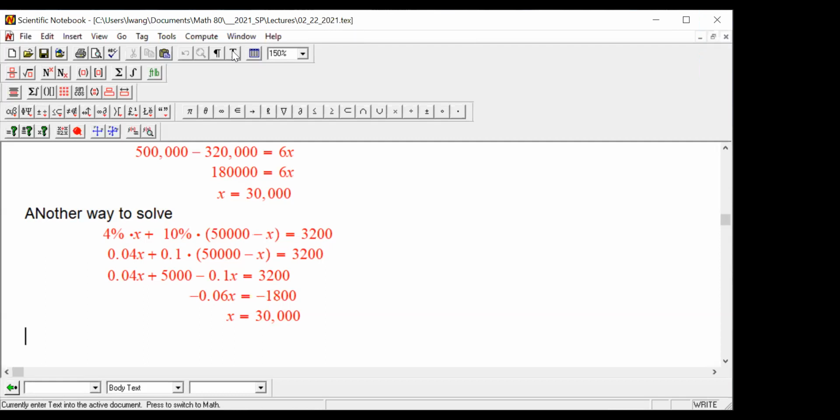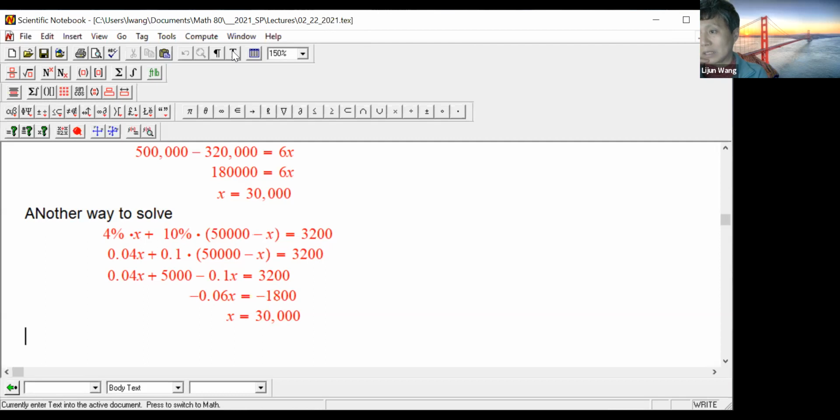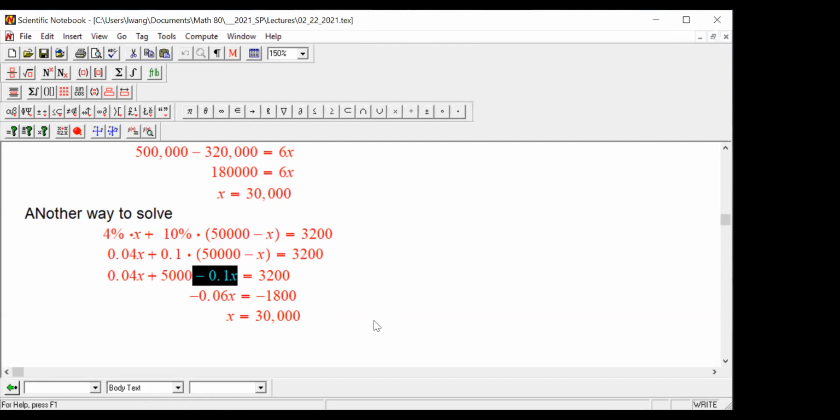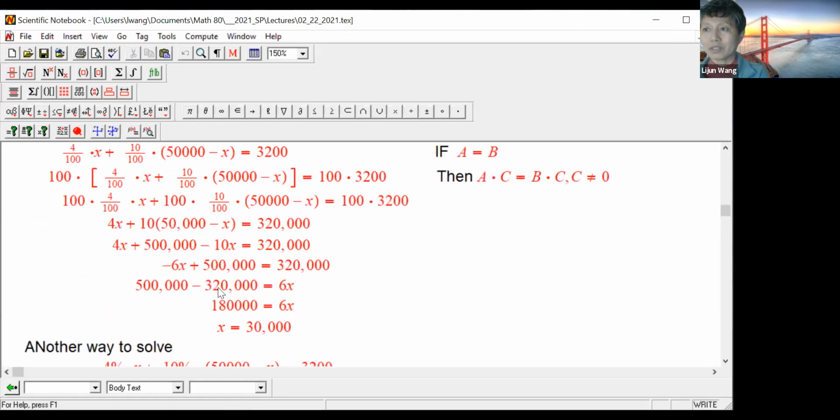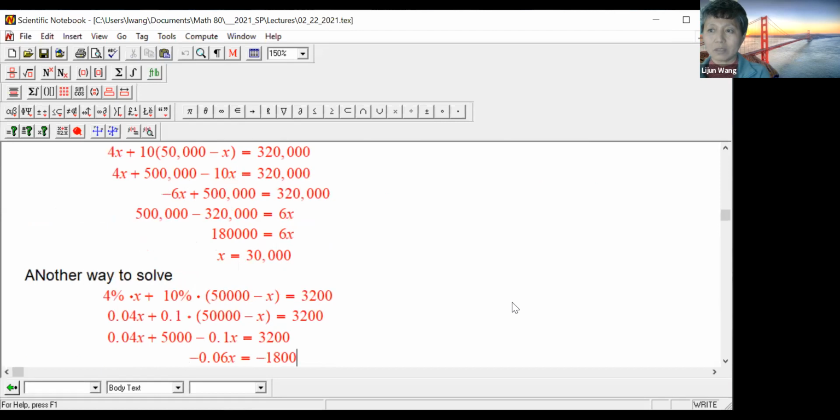I have a question. Yes. How did you get 0.06x? It's 0.04x minus 0.1x. These two combine. You're going to get a negative because negative 0.1x is subtracted from 0.04x, and this gives you negative 0.06x. You can see I personally just want to avoid those decimals altogether.